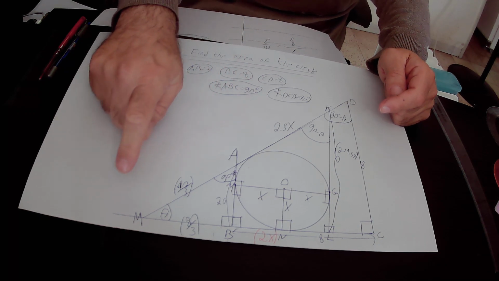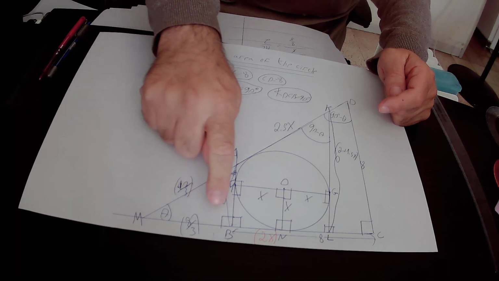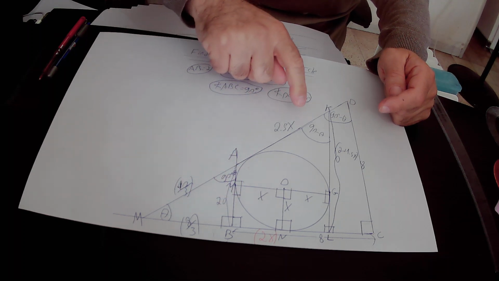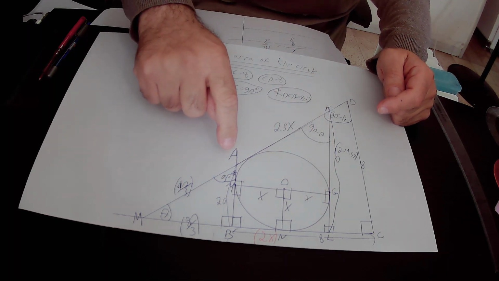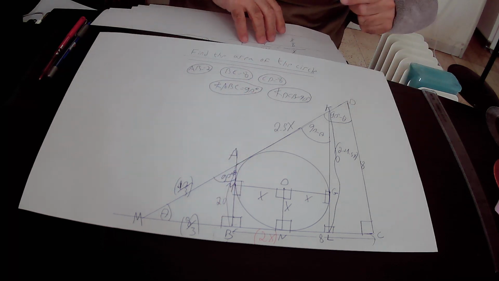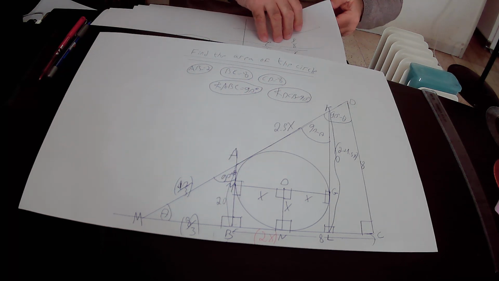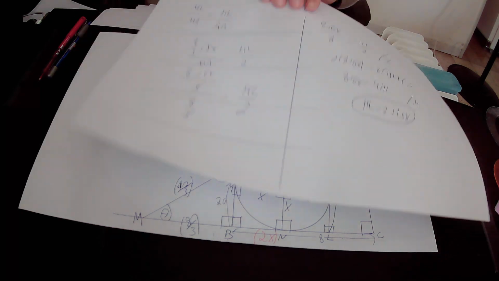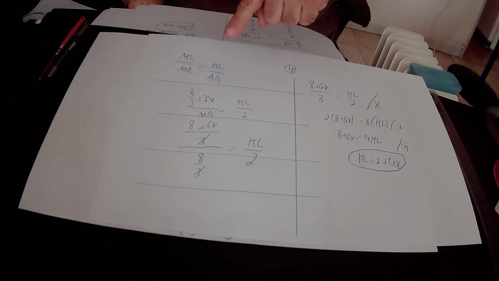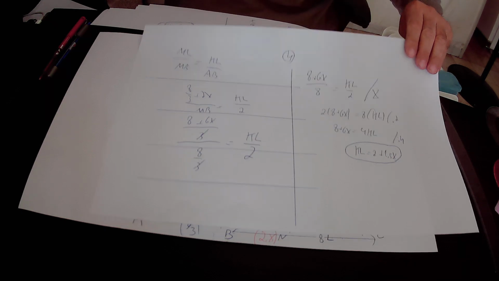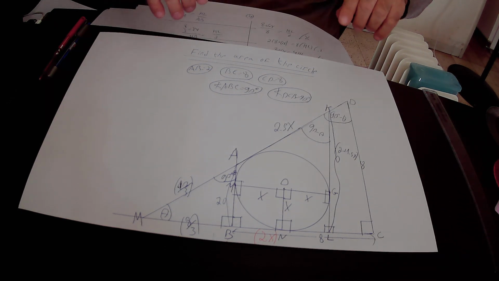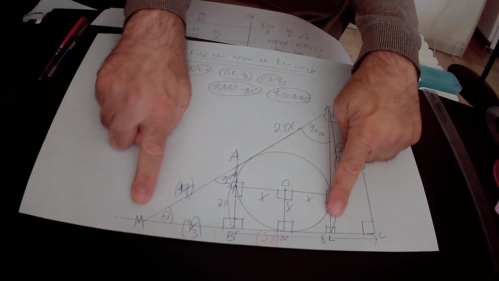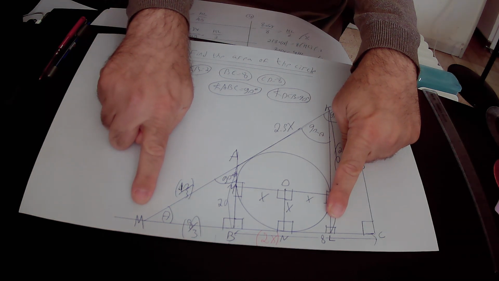We conclude that ML in the big triangle over MB in the small triangle equals KL in the big triangle over AB in the small triangle. I repeat again, we conclude that ML over MB equals KL over AB. ML, I already explained before, that ML equals 8 over 3 plus 2x. You see it from the lowering.